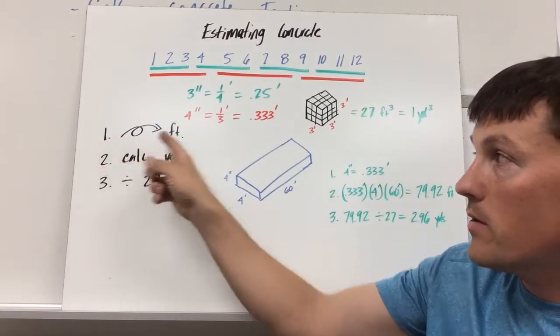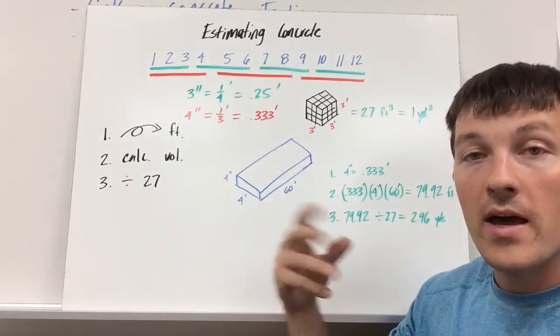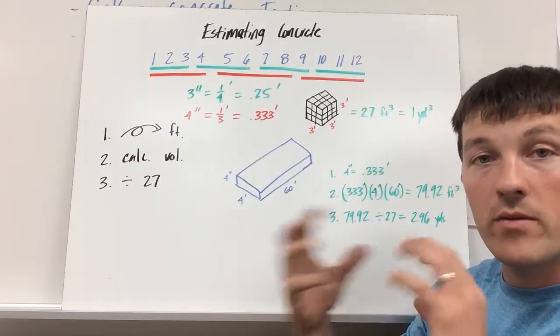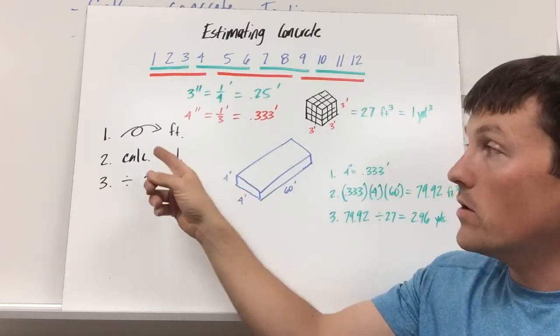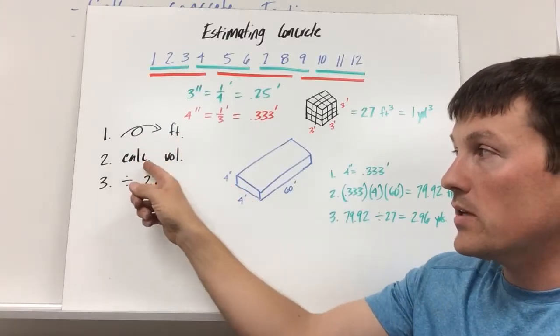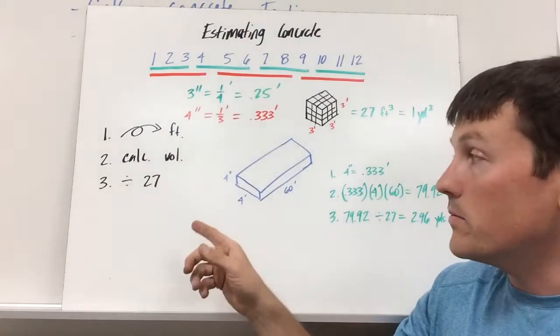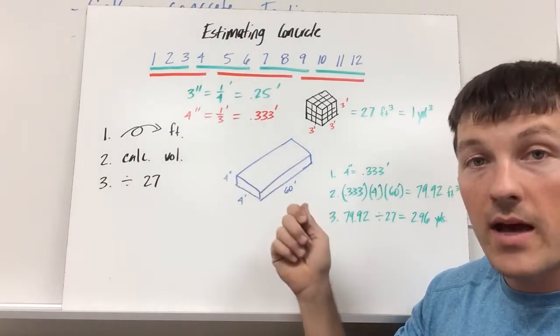The very first step, convert everything into feet, because we need to calculate volume, and we have to be in like terms. So feet, we're choosing feet. So first step, convert everything to feet. Second step, go ahead and calculate the volume. Length times width times height.